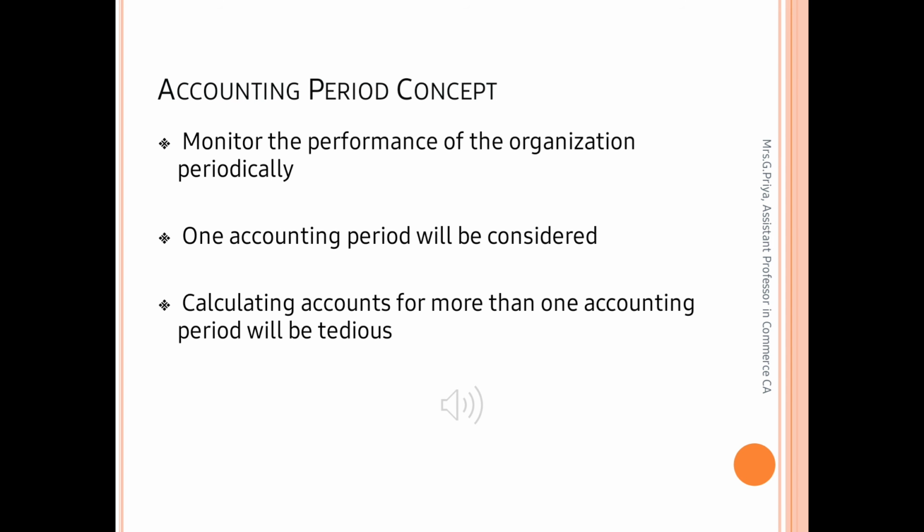Accounting period concept. The accounting period concept monitors the performance of the organization periodically. One accounting period will be considered. Calculating accounts for more than one accounting period will be tedious. These are all of the accounting concepts and conventions items. So this is the accounting period concept, which monitors the performance of the organization periodically. One accounting period will be considered, and calculating the accounts for more than one accounting period will be tedious.